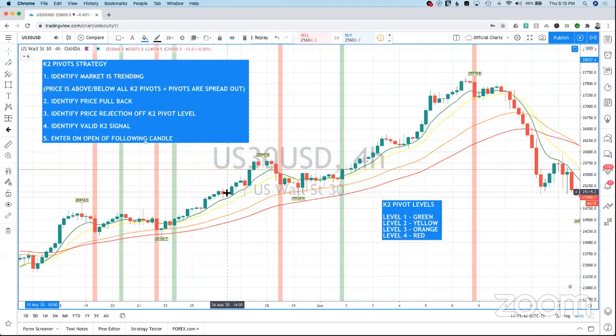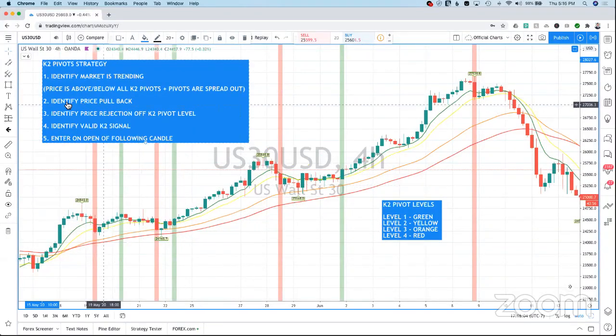So you want to identify if the market's trending, and in order to do that, you are going to make sure that price is above or below all K2 pivots, and that the pivots are spread out. As you can see right here, price is above all 4 pivots, and they're all spread out. Level 1 is green, level 2 is yellow, level 3 is orange, and level 4 is red. So pretty much price is trending up right here.